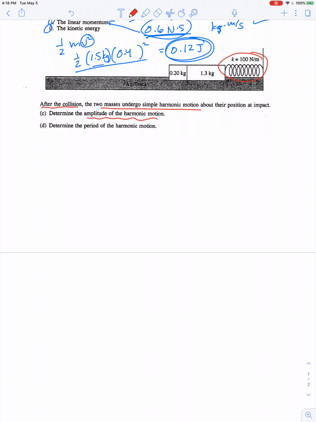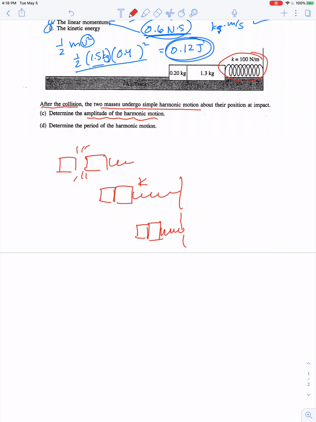So we can get this from conservation of energy. So although energy was wasted in the act of the collision, once the collision is done and the two masses move together as one, whatever kinetic energy they have at the instant immediately following the collision will correspond to the amount of potential energy in the compressed spring when it reaches maximum amplitude. So all we need to do is set the kinetic energy equal to the potential energy. In other words, the kinetic energy immediately after the collision but before the spring starts compressing compared to the potential energy in the spring once it's fully compressed.